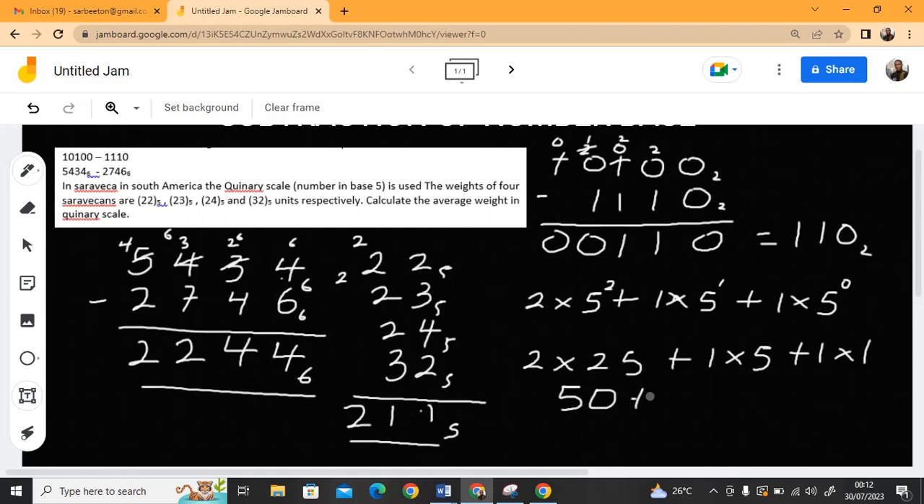Now 2 times 25 is 50. 50 plus 1 times 5 is 5. Then 1 times 1 is what? Is 1. So when you add them up together, you will get 50 plus 5 is 55, plus 1 is what? Is 56. Now this is in base 10.